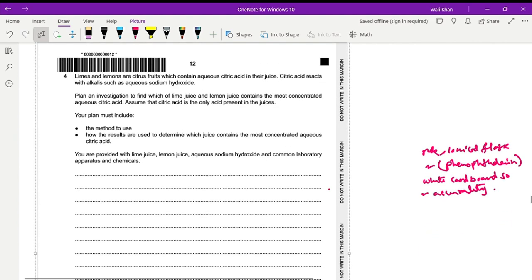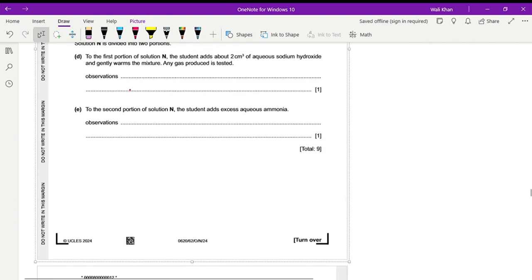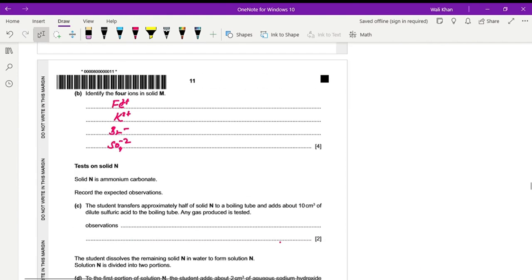Next, tests on solid N. Solid N is ammonium carbonate. Record the expected observation. The student transfers approximately half of solid N to a boiling tube and adds about 10 cm³ of dilute sulfuric acid to the boiling tube. Any gas produced is tested. Observation.